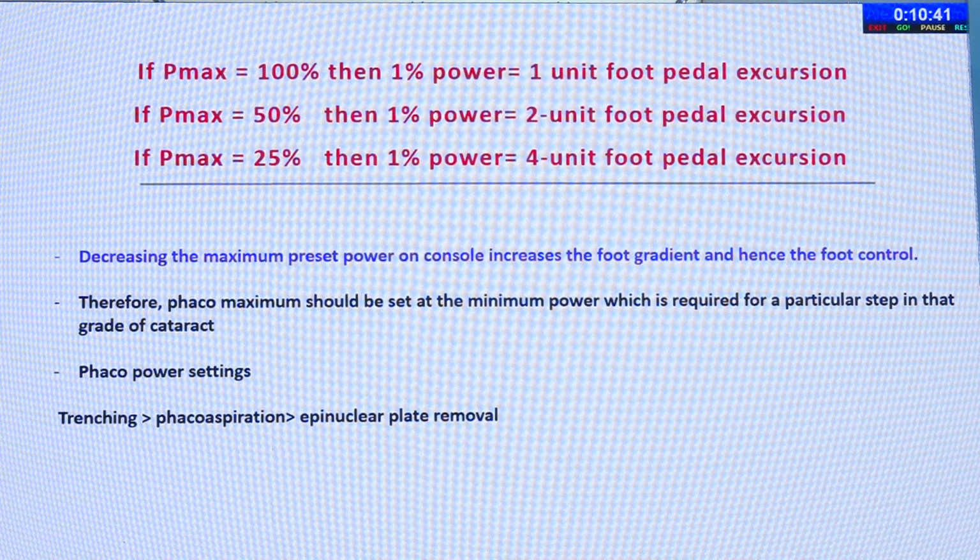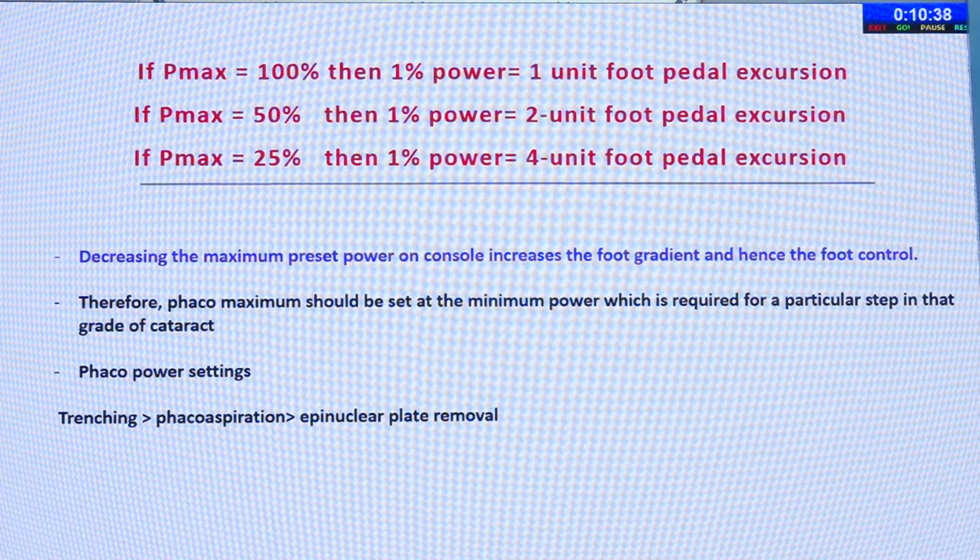So when you decrease the preset value of the power on the console, it increases the foot gradient. That means more of the foot pedal has to be pressed to generate an equal amount of power. Therefore, the foot control becomes better. Hence, it is very important that the phaco maximum should be set at the minimum possible level which is required for a particular grade of the nucleus.